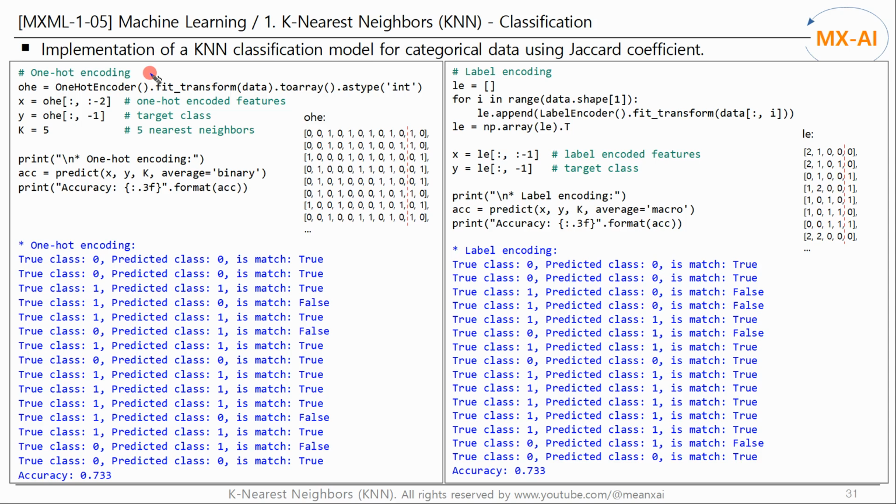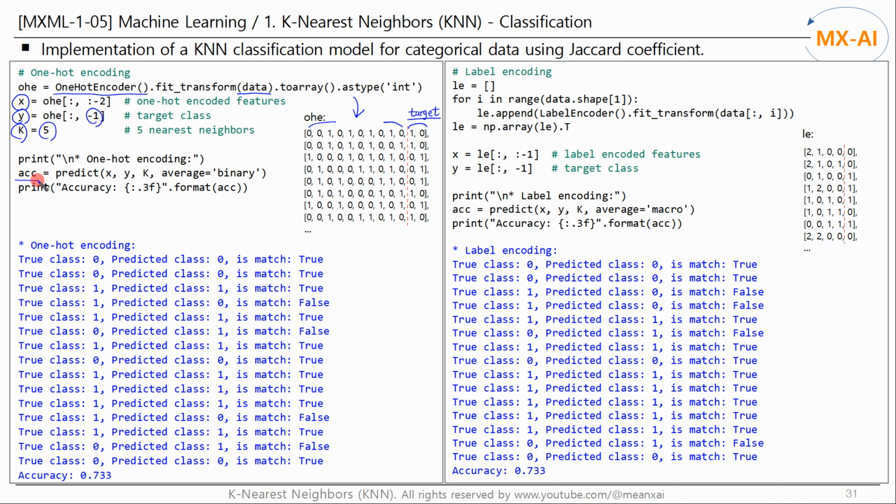Now, let's use the function predict to classify the categorical data. First, we one-hot encode the data. The encoded data is as follows. The last 2 columns are the encoded target classes, and the remaining columns are the encoded feature data. The variable X is the encoded feature data, and the variable Y is the encoded target data. You can use the last column as your target data. The K value of KNN was set to 5.